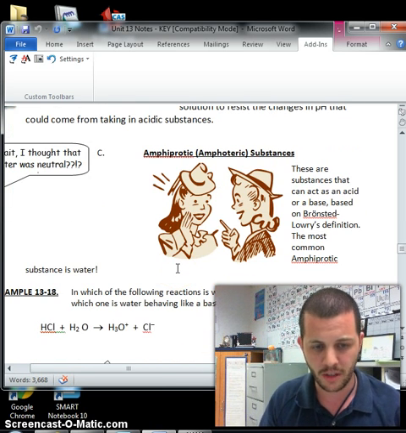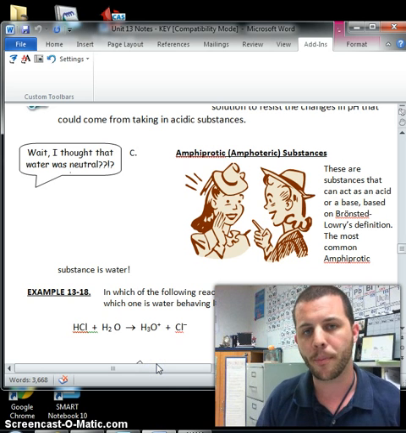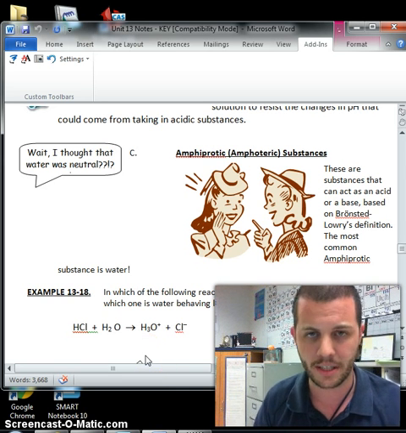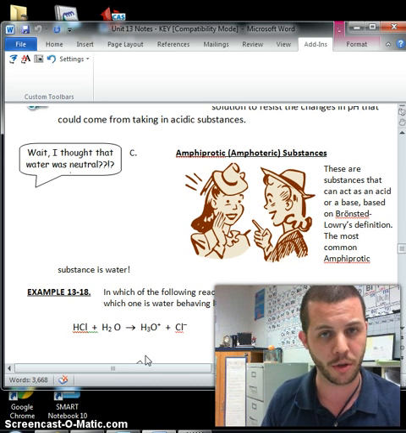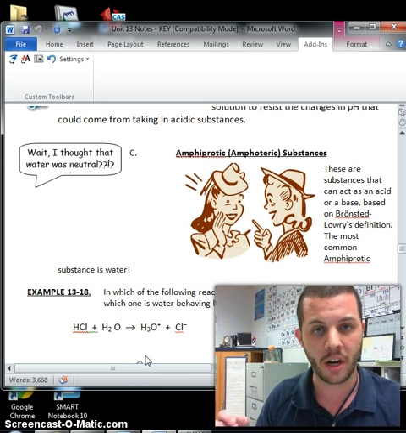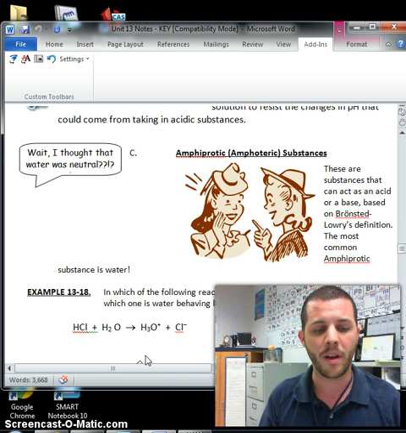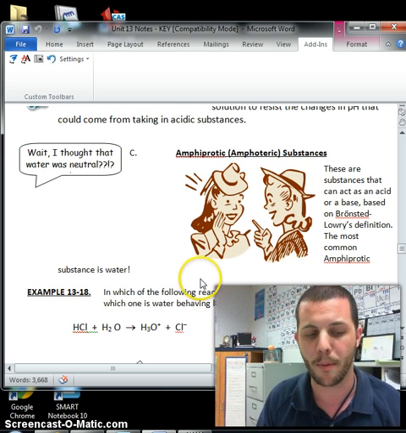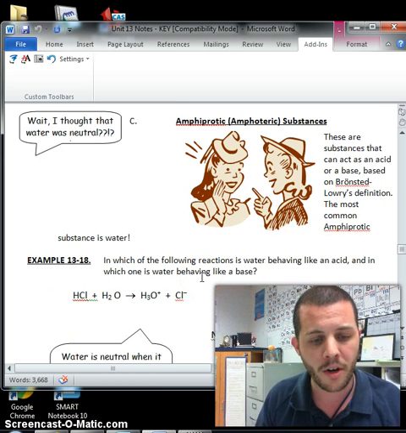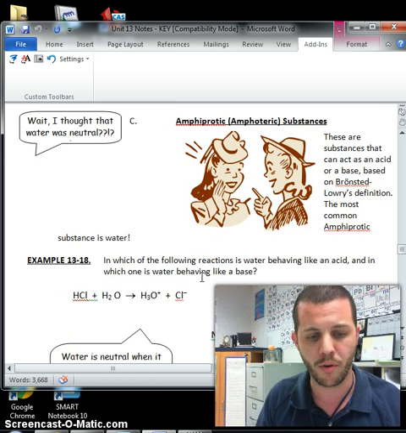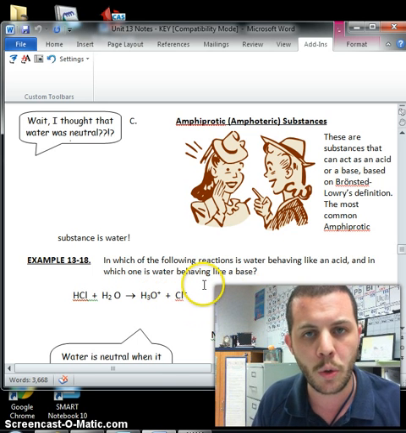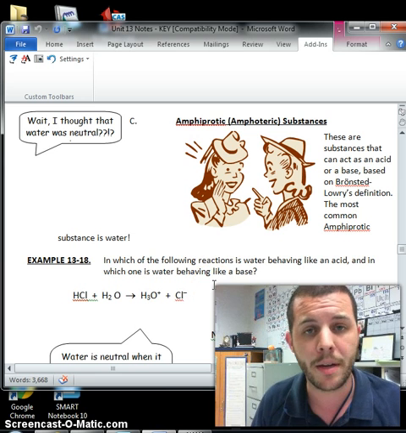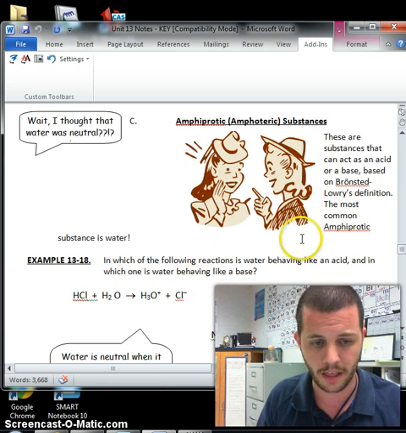We have a couple more definitions. First, we have amphiprotic. What amphiprotic means is that a substance can behave as either an acid or a base according to Bronsted-Lowry. So Bronsted-Lowry says that acids are losers, meaning they lose protons, and bases are gainers, meaning that they gain protons. So if a substance can gain or lose a proton, it's considered to be amphiprotic. So let's take a look at water. Water can gain a proton to become a hydronium ion. Water can also lose a proton to become a hydroxide ion. Therefore, water would be considered an amphiprotic substance.